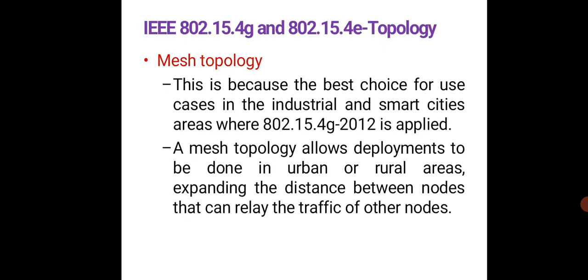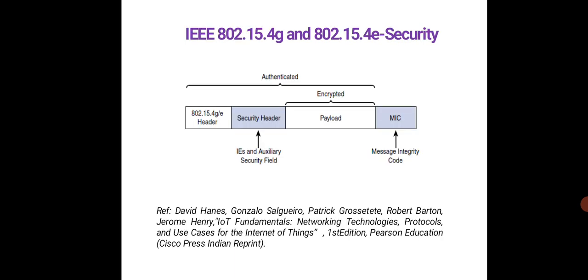So coming to the topology aspect, this follows a mesh topology. This is the best choice for use cases, that is the case studies in the industrial and smart cities, where this particular 802.15.4g 2012 version is applied. A mesh topology allows deployments to be done in urban and rural areas, expanding the distance between nodes that can relay the traffic of other nodes.